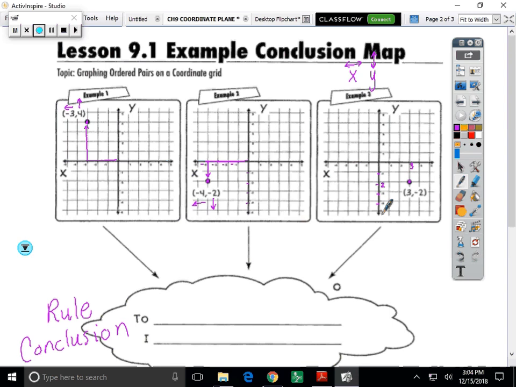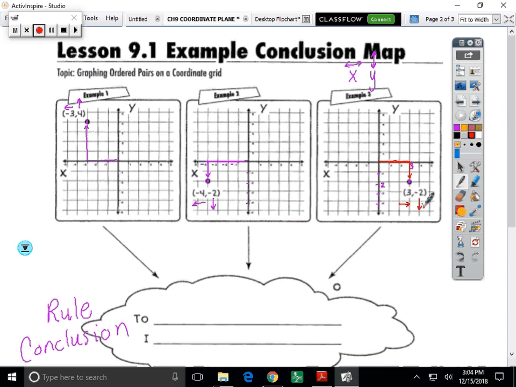All right, well, that 3 comes first, so it looks to me like I'm going to have to move 3 to the right first thing. 1, 2, 3. And notice I'm counting how many intervals, so I'm counting 1, 2, 3 intervals. And next, this -2 really makes me move down to get to that point, doesn't it? So a +3 made me move to the right, and a -2 made me move down.